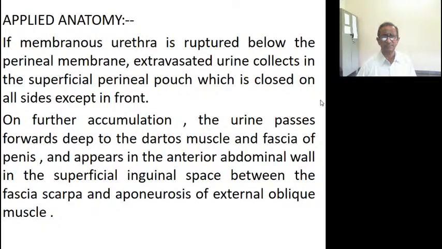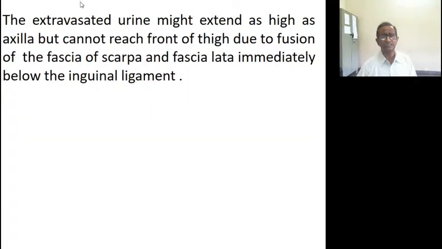Here in the applied anatomy, again if the membranous urethra ruptures below the perineal membrane, extravasated urine collects in the superficial perineal pouch, which is closed on all sides except in front. On further accumulation, the urine passes forward deep to the dartos muscle and fascia of the penis and appears in the anterior abdominal wall in the superficial inguinal space between the fascia scarpa and aponeurosis of the external oblique muscle. The extravasated urine might extend as high as the axilla but cannot reach the front of the thigh due to the fusion of the fascia scarpa with the fascia lata immediately below the inguinal ligament. So that is the applied aspect.